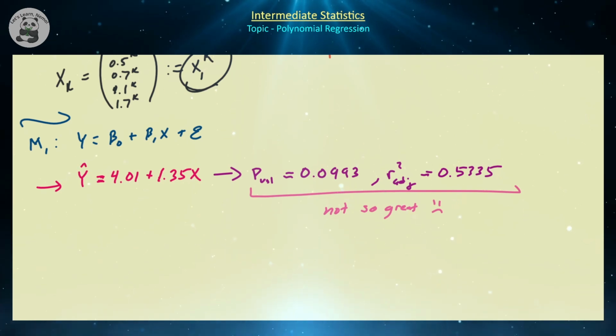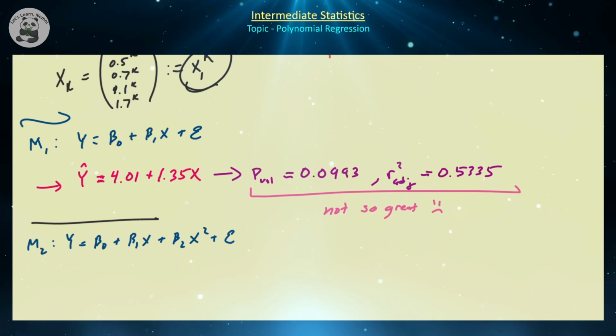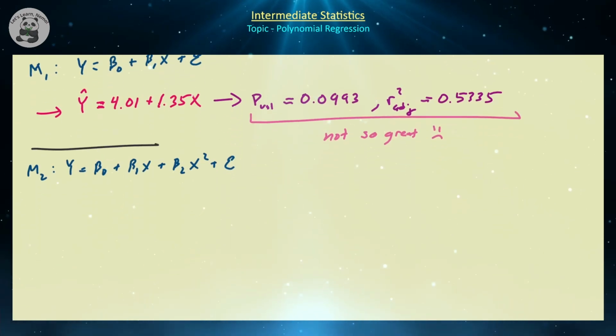So if that is the case, maybe you would consider increasing the order of our model, for example, to a degree 2. So a degree 2 model would be equal to what? So that would be, for example, y is equal to beta 0 plus beta 1x plus beta 2x squared plus epsilon. And obviously these betas are not the same betas because they're corresponding to two different models.